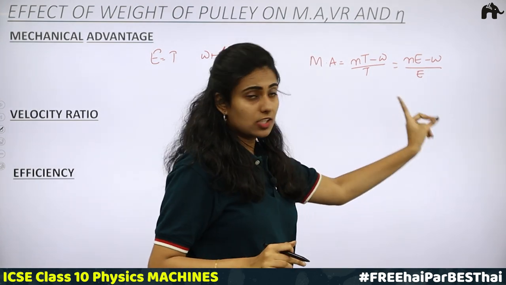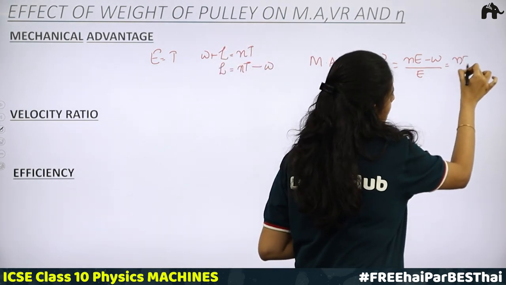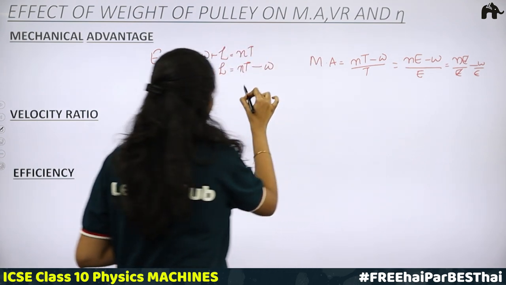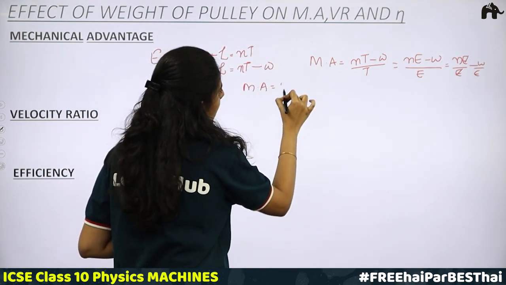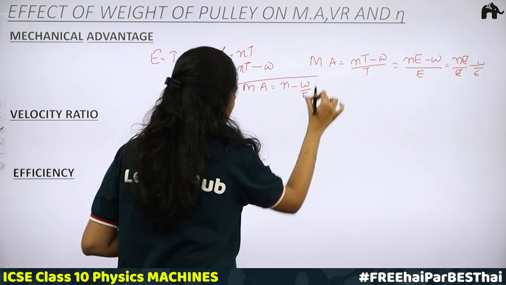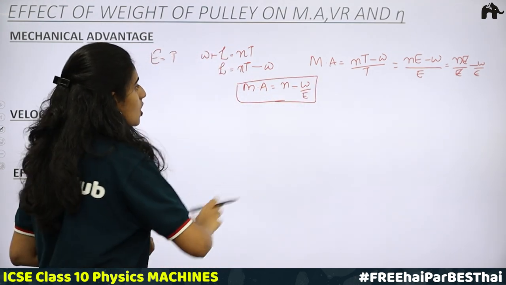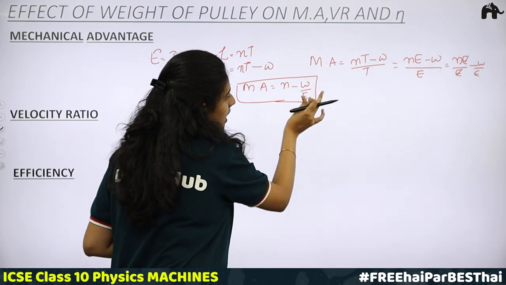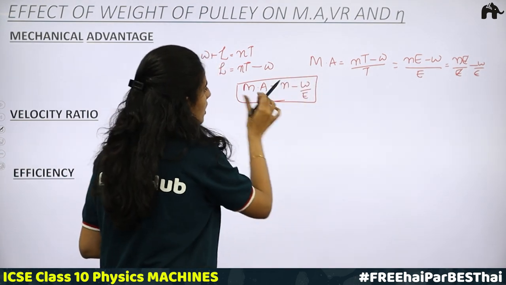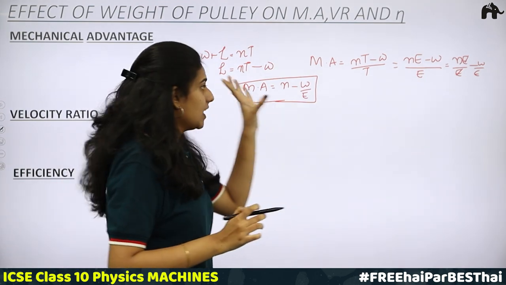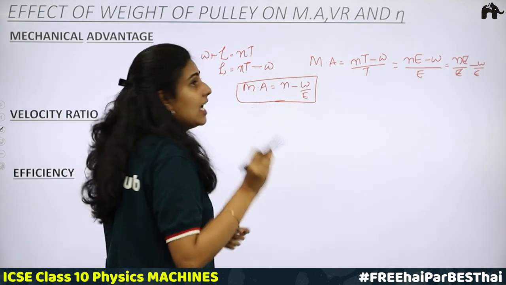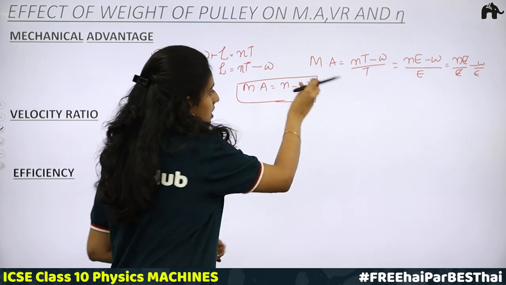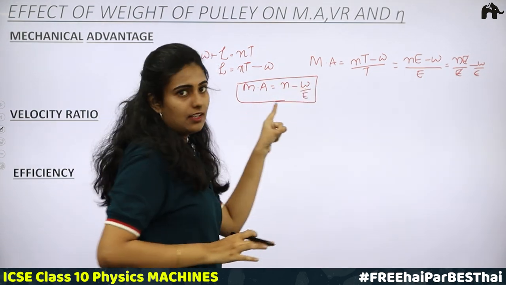Remember this is the actual case. That is, you can write this as N E by E minus W by E. E and E get cancelled. Therefore, the mechanical advantage is equal to N minus W by E. So, in the ideal case, for a system of N number of pulleys, we got the mechanical advantage N. Here, you will have to subtract the ratio of weight of the pulley to the effort from N to get the mechanical advantage. What does this mean? The mechanical advantage in the actual case will be less than the mechanical advantage in the ideal case. Anyway, this ratio will be having a value, and when this value is subtracted from N, you will be getting the mechanical advantage in the actual case.